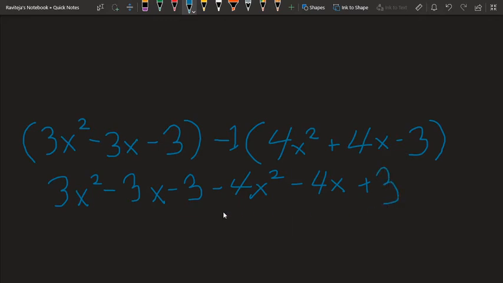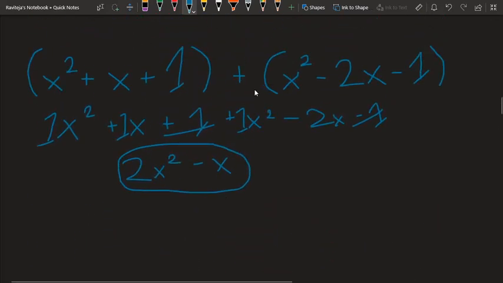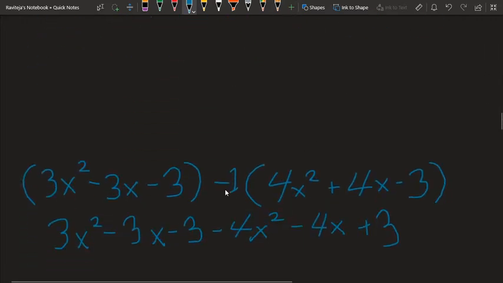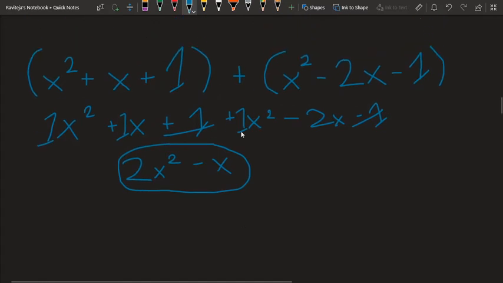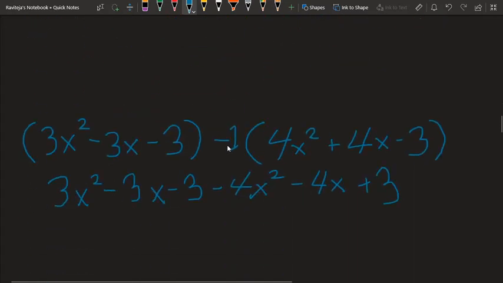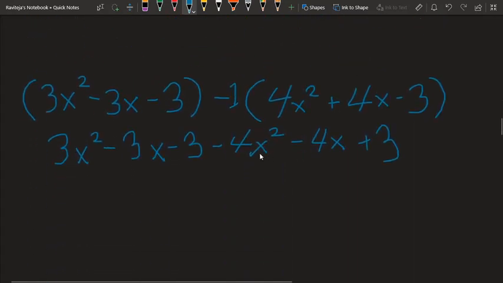That's why I told you about pretending there was a 1 next to this addition sign and distributing, because that's important to know when using subtraction. It doesn't make a difference when you're adding polynomials, but it definitely does when you're subtracting polynomials. You see how we changed the second polynomial from positive 4x squared plus 4x minus 3 to negative 4x squared minus 4x plus 3.